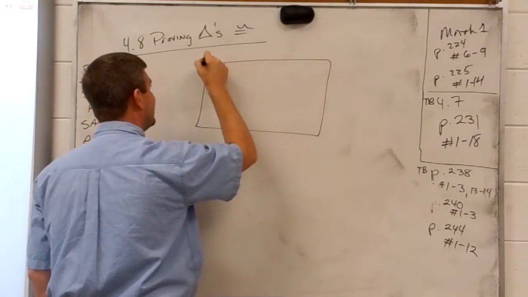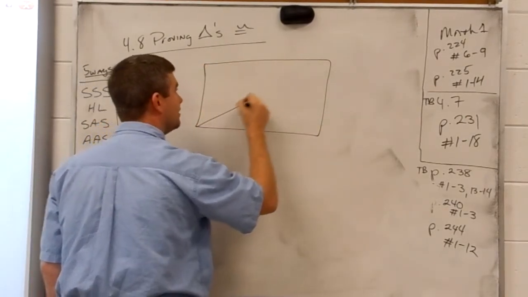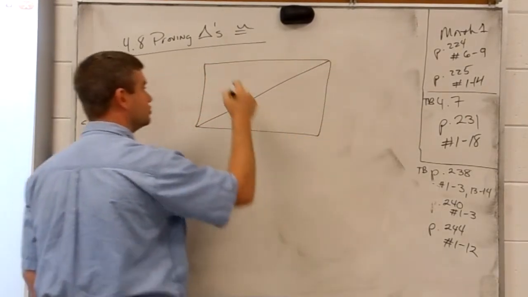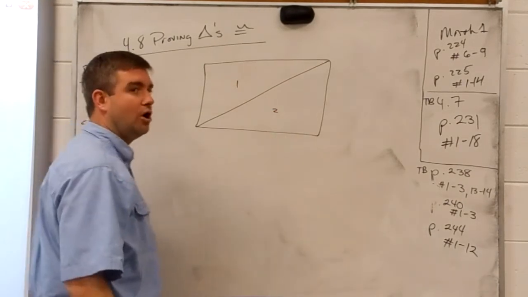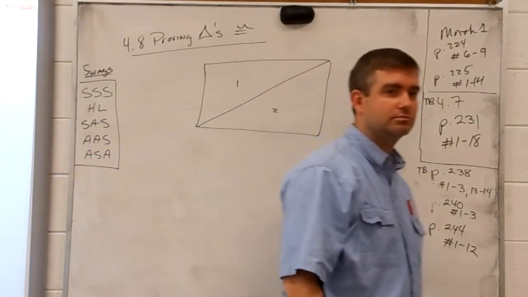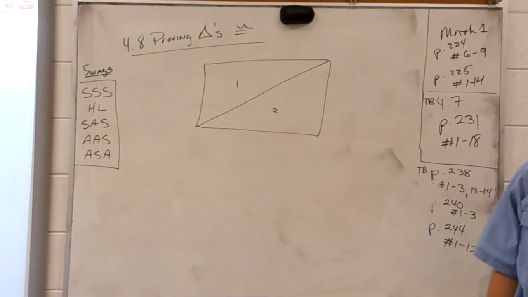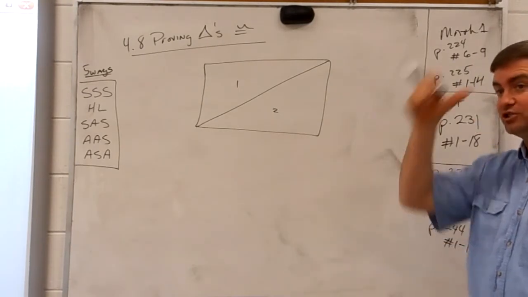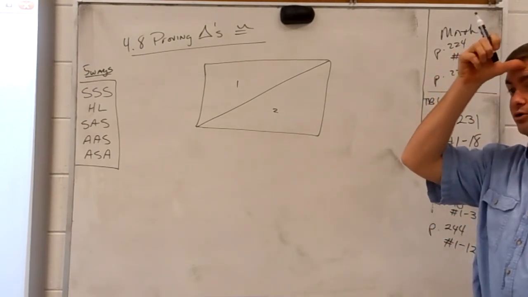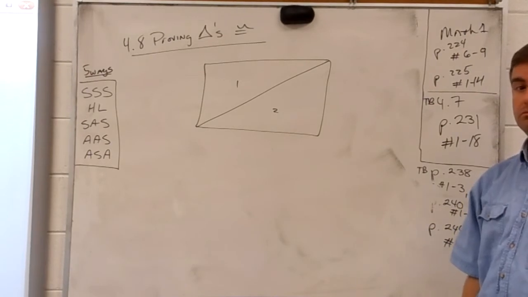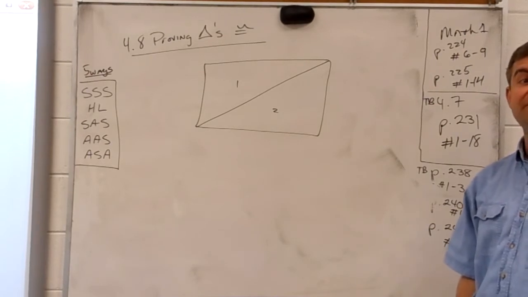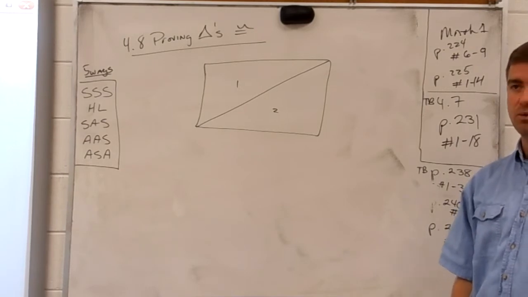Question. Can I prove that these two triangles, triangle 1 and triangle 2, are congruent? No, you gotta put some things. I don't know enough information. Okay? What do I know about triangle 1 and triangle 2?